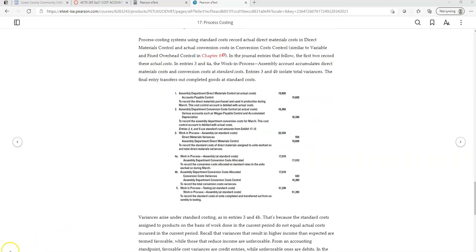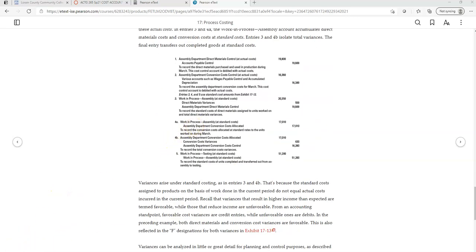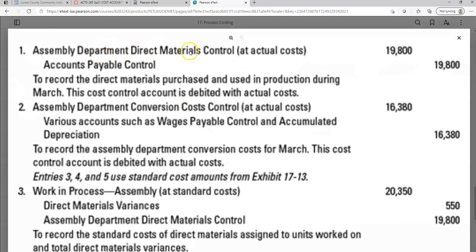And then how do we account for the variances here? Well, let's take a look. For the assembly department direct materials, we're going to record the actual costs and what we paid for them. We're going to debit assembly department direct materials and credit accounts payable, to record the actual purchase of the cost. What about conversion costs? We're going to record actual conversion costs of $16,380. We're going to debit assembly department conversion cost control, and then credit the various accounts such as wages payable, accumulated depreciation, and so forth, at $16,380.